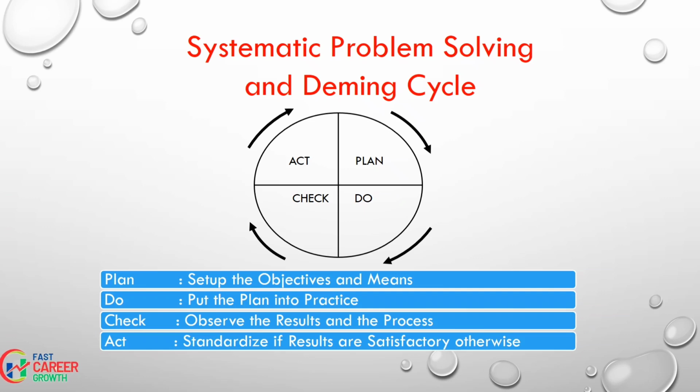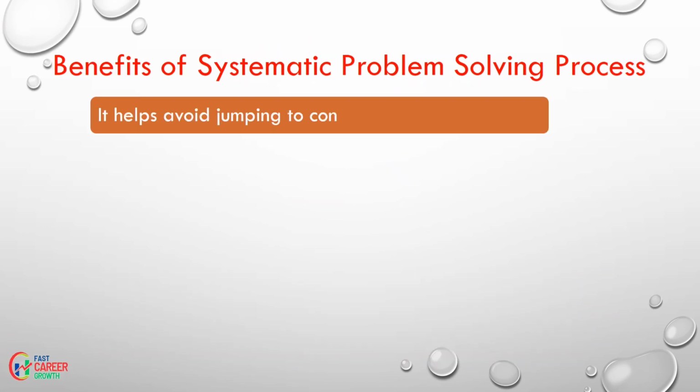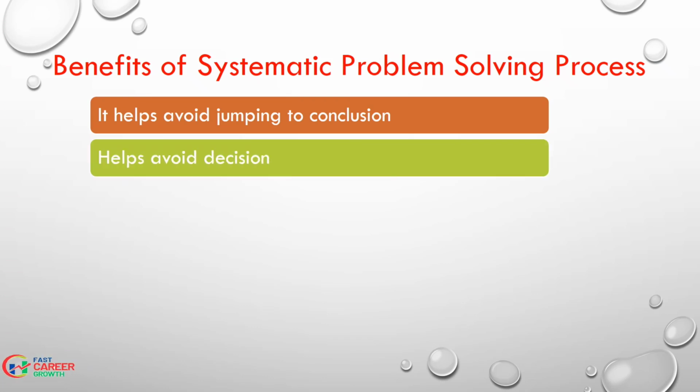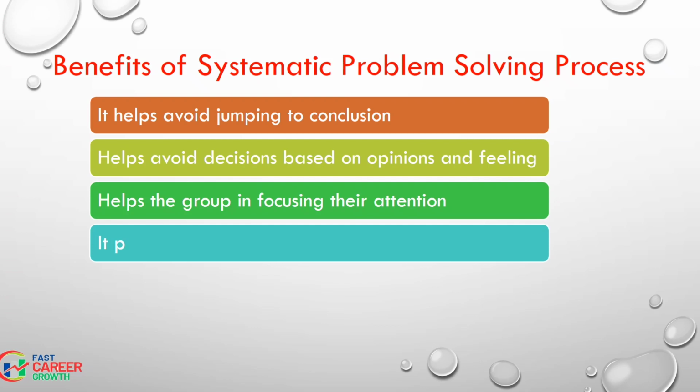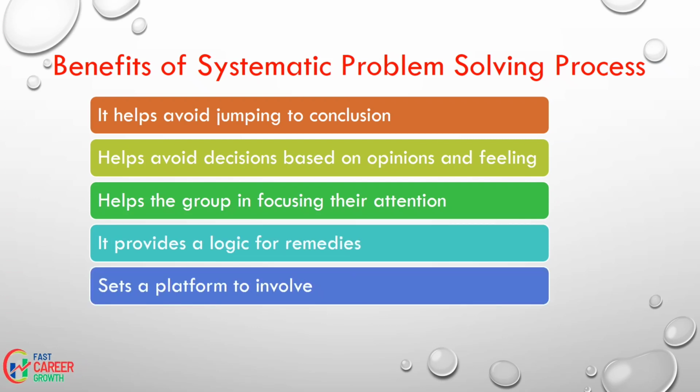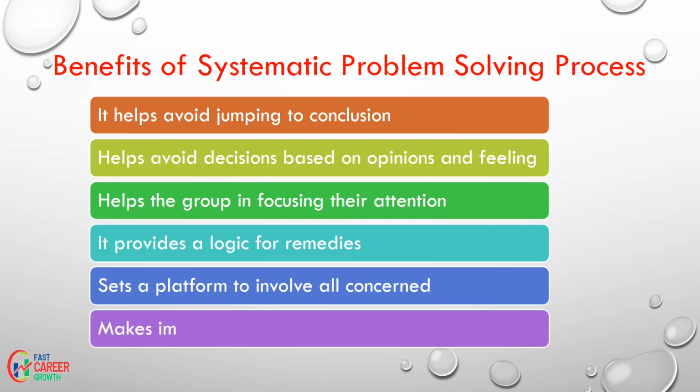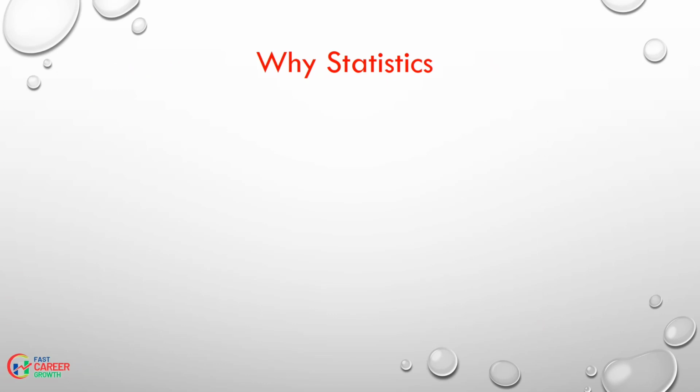Next is benefits of the systematic problem solving process. It helps avoid jumping to conclusions. Helps avoid decisions based on opinions and feelings. Helps the group in focusing their attention. It provides a logic for remedies. Sets a platform to involve all concerned. Makes implementation simple.